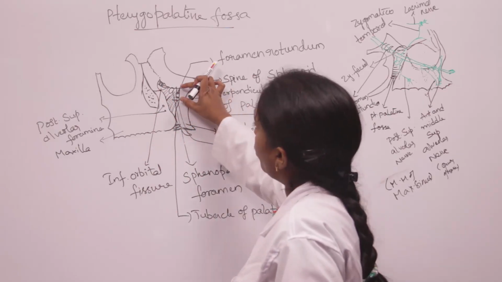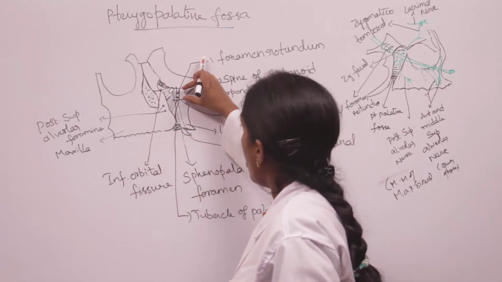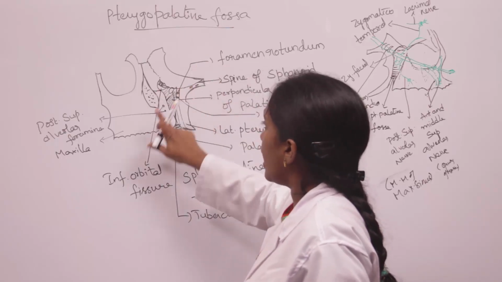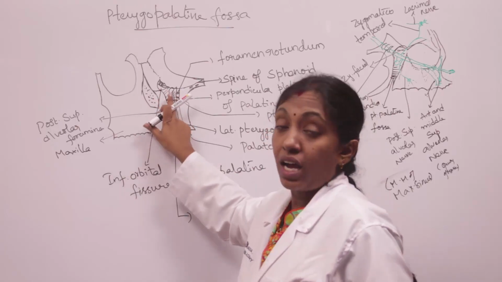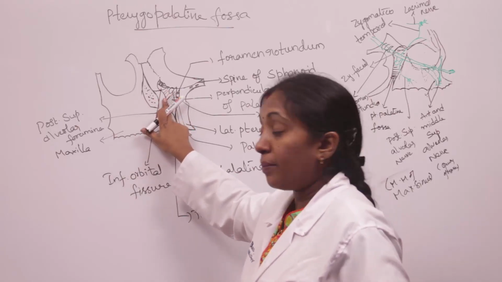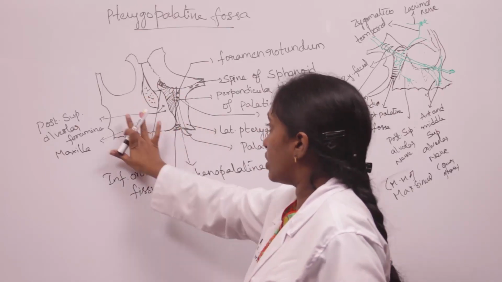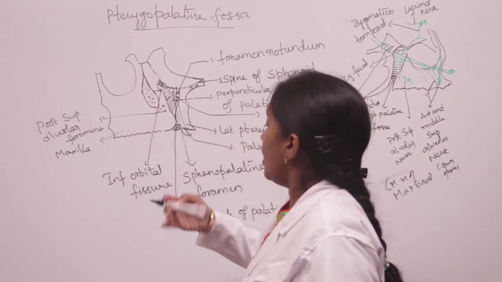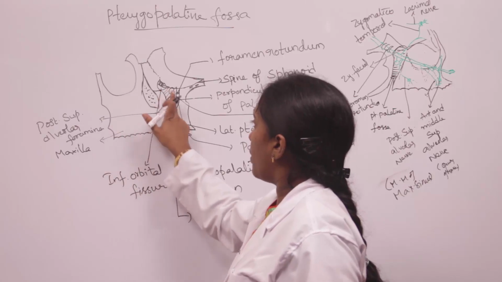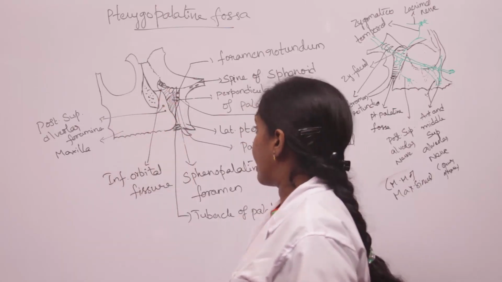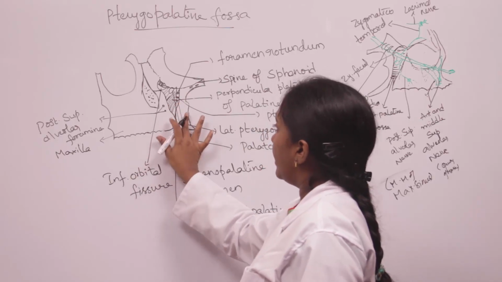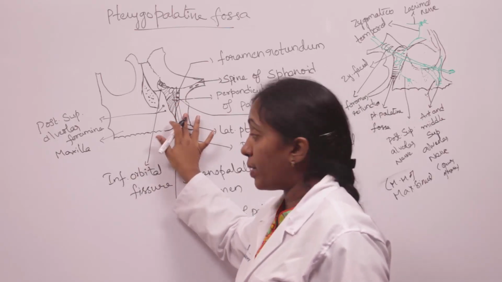Behind we have the root of the pterygoid process. Behind we have the root of the pterygoid process here, and anteriorly the upper part of the posterior surface of the body of the maxilla. This is the body of the maxilla, the upper part of the posterior surface of the body of the maxilla.